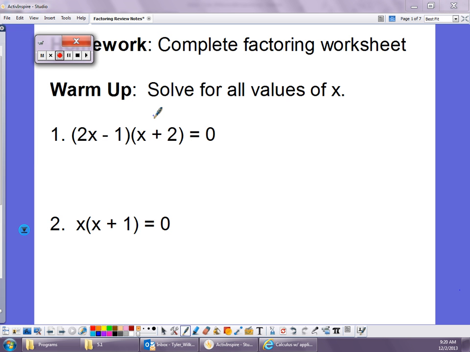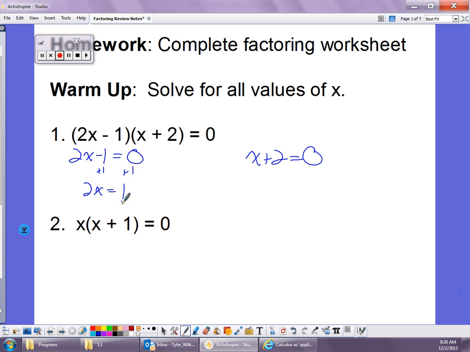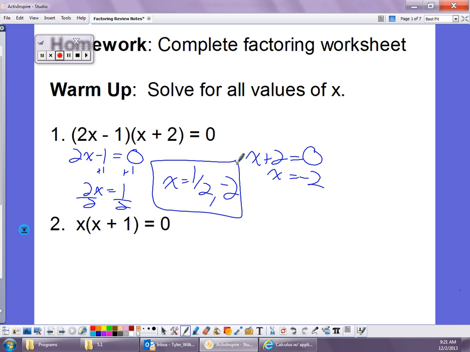All right, so the first one, these are already factored, okay? So when you have something that's factored and it's set equal to 0, you just set each one separately equal to 0. So 2x minus 1 equals 0, and x plus 2 equals 0. So then you just solve. So you'd add 1, 2x equals 1, divide by 2, x equals 1 half, and then x equals negative 2. So that's all you're doing. Yes, this should be a review.